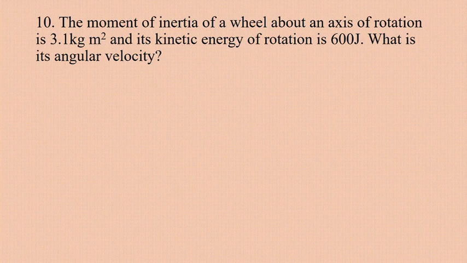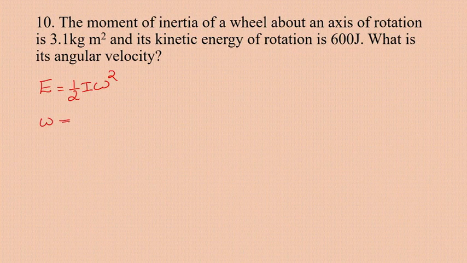So how can we do this problem? Here we have the kinetic energy of rotation given. So the rotational kinetic energy E is equal to, what is the formula? In the case of a wheel, the rotational kinetic energy, that is half I omega square. Okay. From that we have to find out the value of angular velocity.